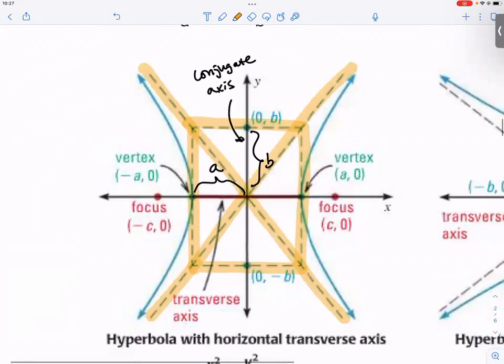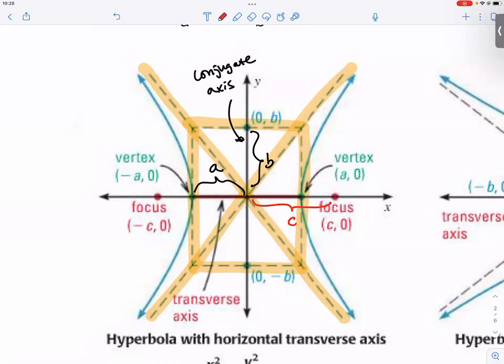And then we also have two foci. And the foci are always C units away from the center. So that's still the same as with the ellipses. From the center to the focus, it's your C value. So the main difference is really the A and B. They look very different.